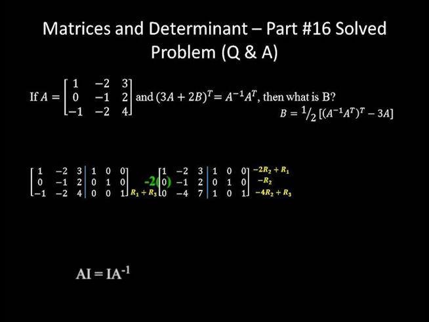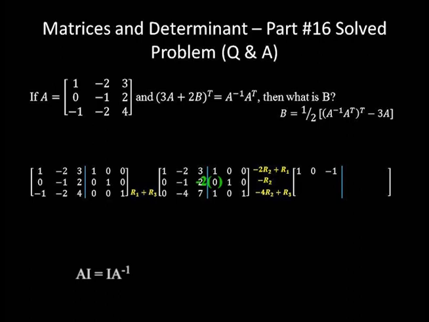Negative 2 times 0 gives us 0. 0 plus 1 is 1. Negative 2 times negative 1 is positive 2. Positive 2 plus negative 2 is 0. Negative 2 times positive 2 is negative 4. Negative 4 plus 3 is negative 1.